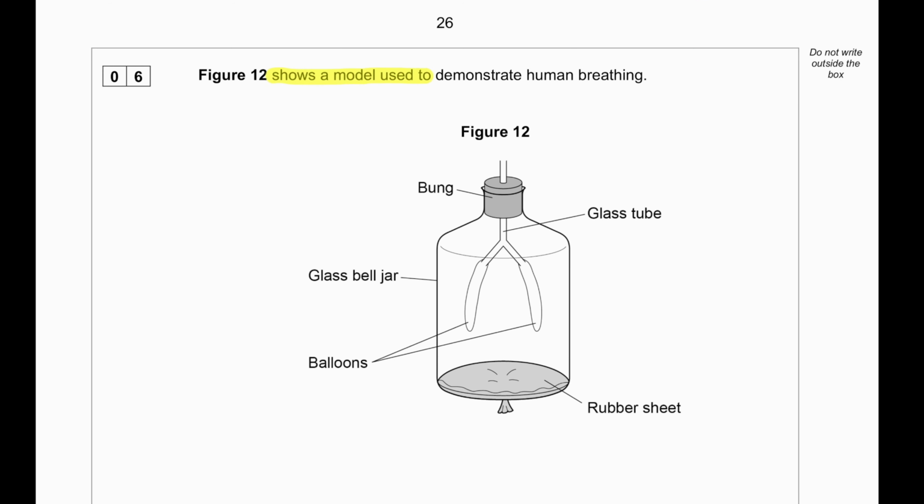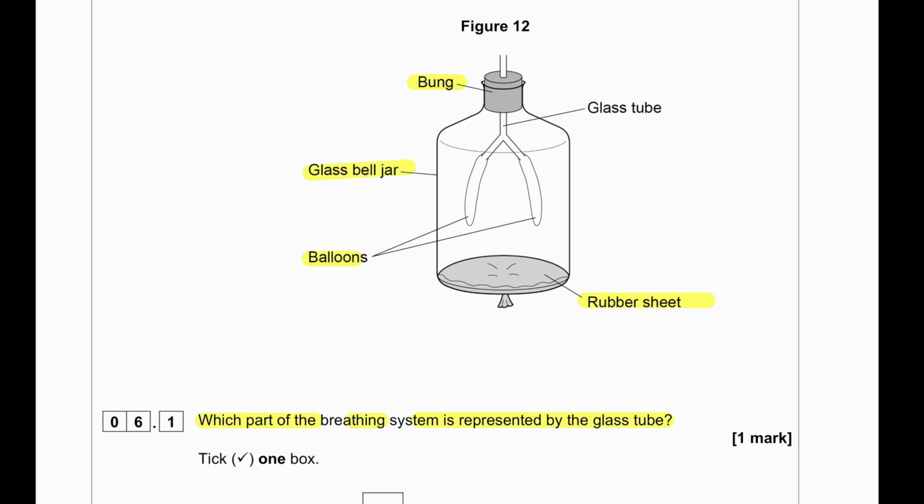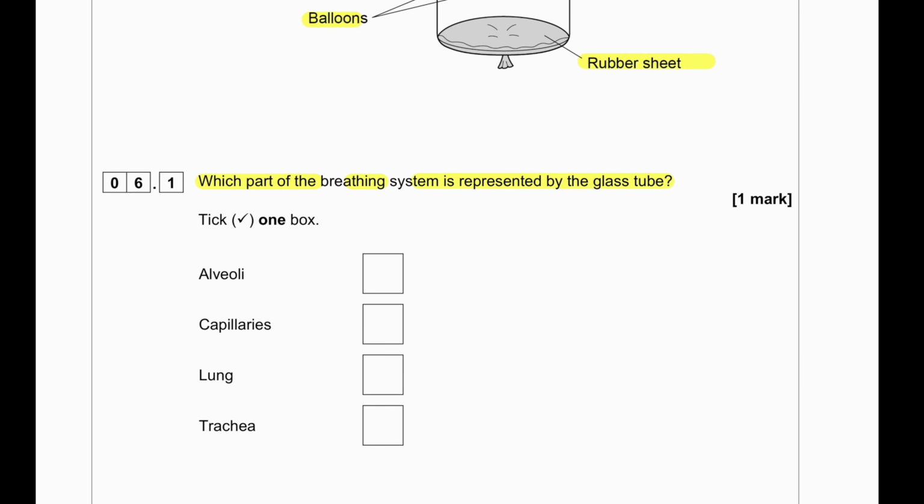Figure 12 shows a model used to demonstrate human breathing. We can see a bung in the glass tube, and then the glass tube is connected to 2 balloons, a glass bell jar, and a rubber sheet. Which part of the breathing system is represented by the glass tube? The glass tube is representing the trachea because it is bringing the air into the lungs.